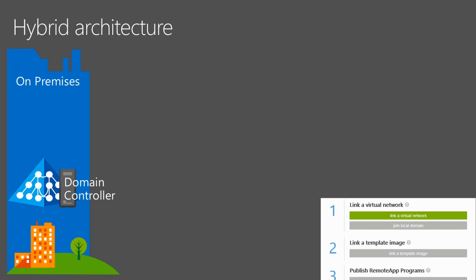When you walk through a hybrid deployment, it's going to ask you a couple of questions. The first one, it's going to say, link a virtual network. So you're going to have to create an Azure VNet. Simply go out in the Azure Management Portal, create a VNet. Give it enough IP addresses. We recommend at least 100 or more. A minimum of 30, so we recommend 100.